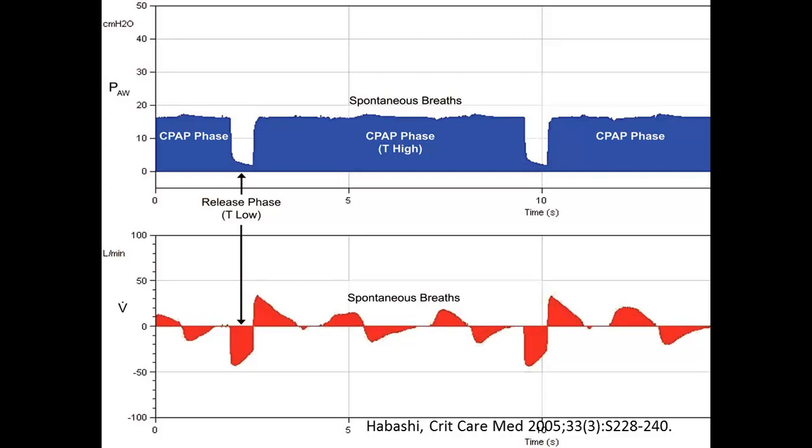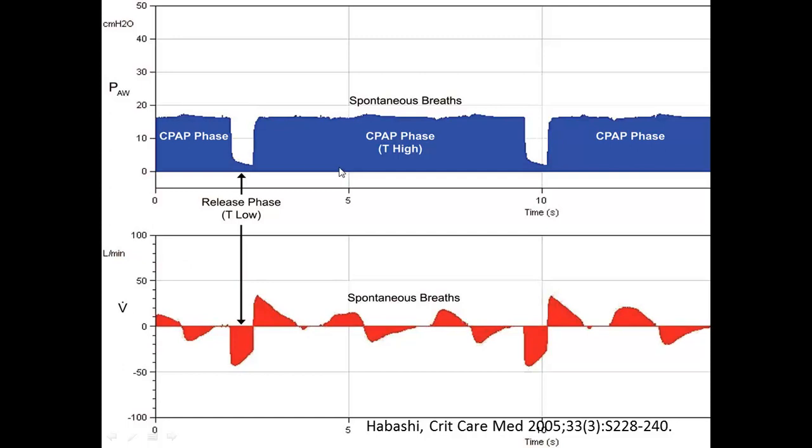This is a slide from Habashi's article from Critical Care Medicine that was assigned for this week. You can see that in this large phase here, this is P high, and it has a pressure high that's set at about 18 centimeters of water. This is pressure being graphed on the y-axis, time being graphed on the x-axis. If you look at the lower waveform, we have flow being graphed on the y-axis and time being graphed on the x-axis.